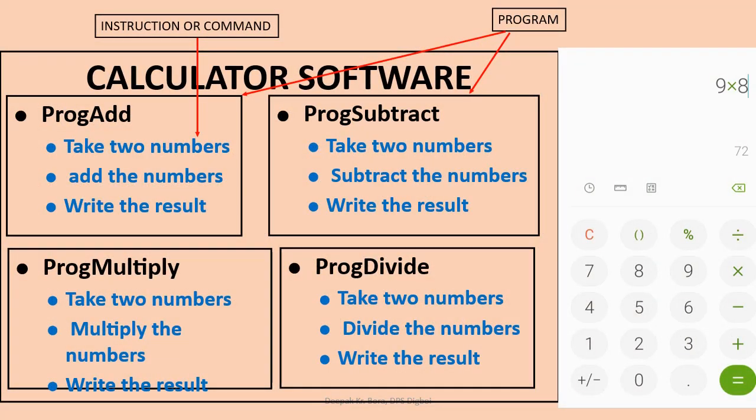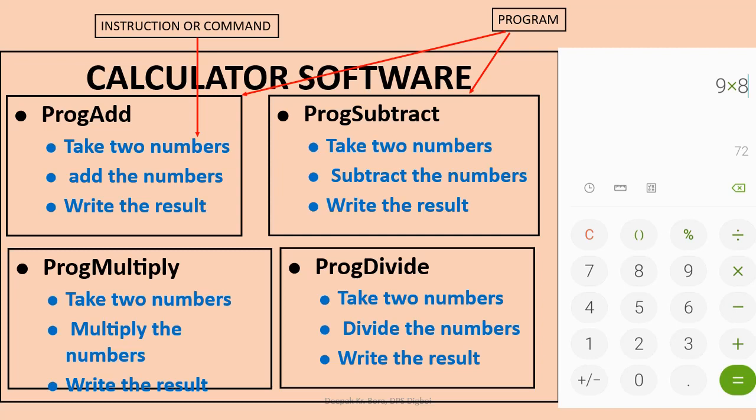Let me explain to you what is a software. Take two numbers, add the numbers, write the result. These are the instructions and this set of instructions is known as a program, that is program add. Similarly, we can have program subtract, then we can have program multiply, we can have program divide, and all these set of programs, if in a package or if collected together, is known as a software.